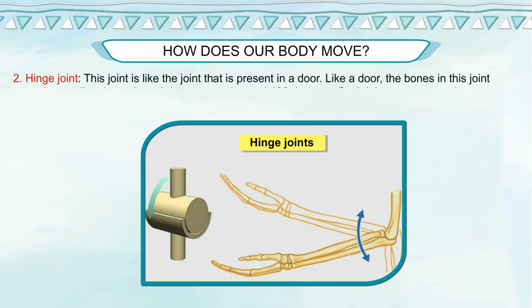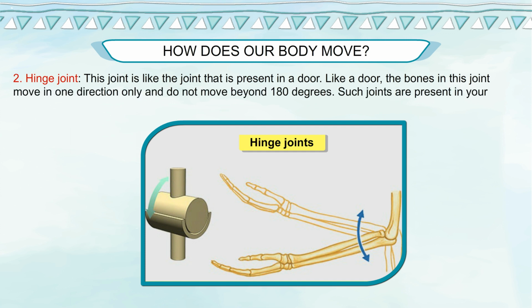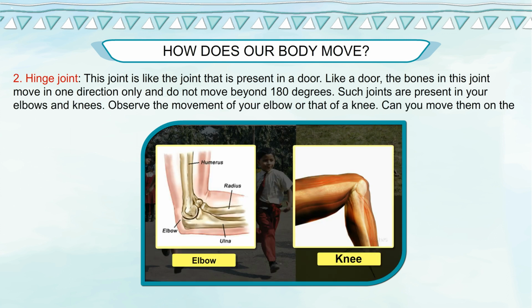2. Hinge joint. This joint is like the joint that is present in a door. Like a door, the bones in this joint move in one direction only and do not move beyond 180 degrees. Such joints are present in your elbows and knees. Observe the movement of your elbow or that of a knee. Can you move them on the opposite side?